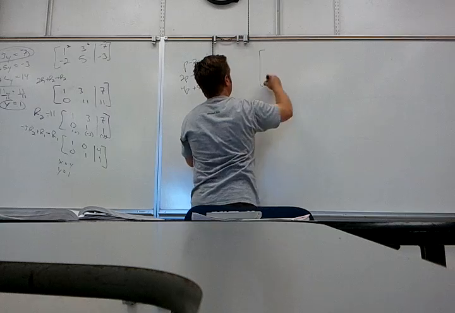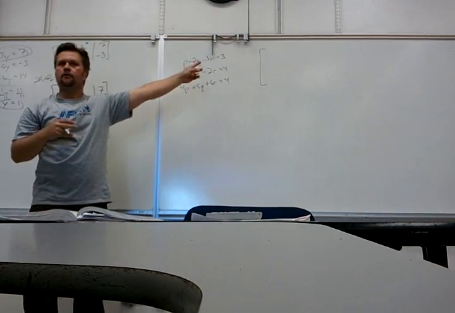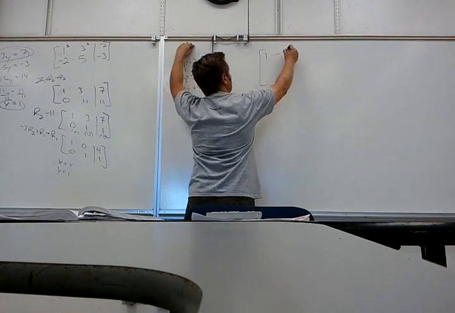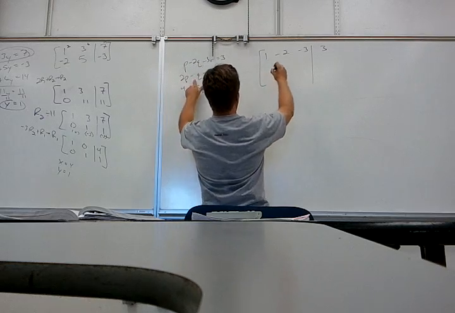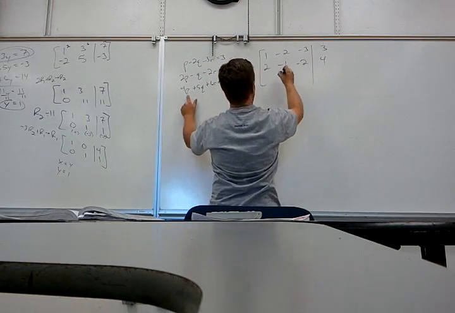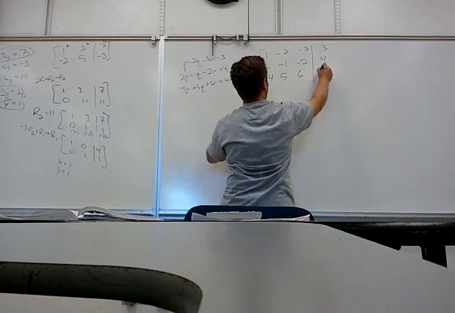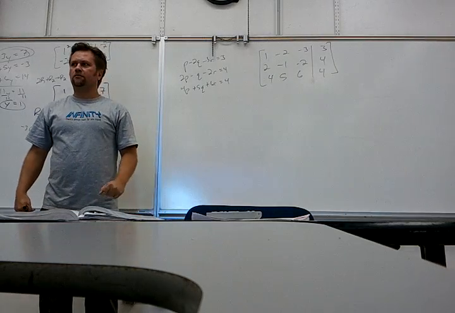But what would the matrix look like for this? Don't freak out. What would the matrix look like? Making the matrix is not too bad. 1, negative 1, negative 2, good. Negative 3, 3, I like it. 2, negative 1, negative 2, 4. 4, 5, 6, 4. I like it. Cool. All right, so making that matrix is pretty easy.